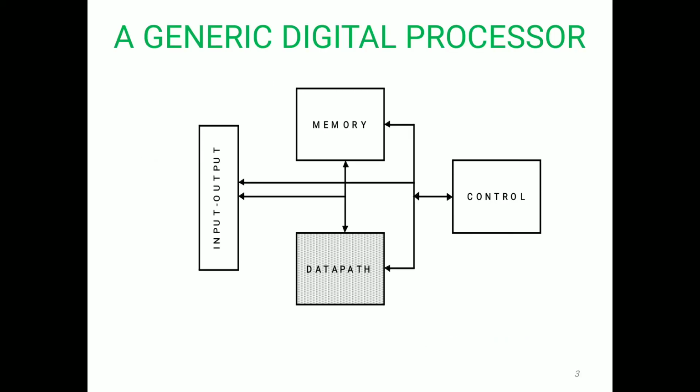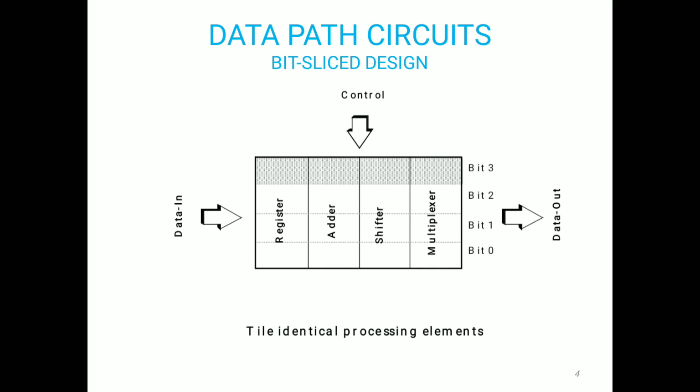So the first one is the general digital processor architecture. In that we have input output elements, memory, then control and data paths. Here we are mainly going to concentrate only on data paths and memory circuits. Examples for data paths are adders and shifters. So this is the basic data path circuit.